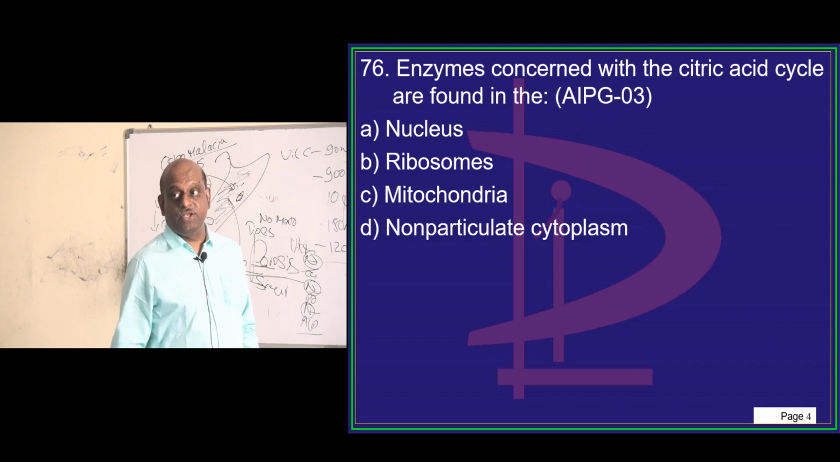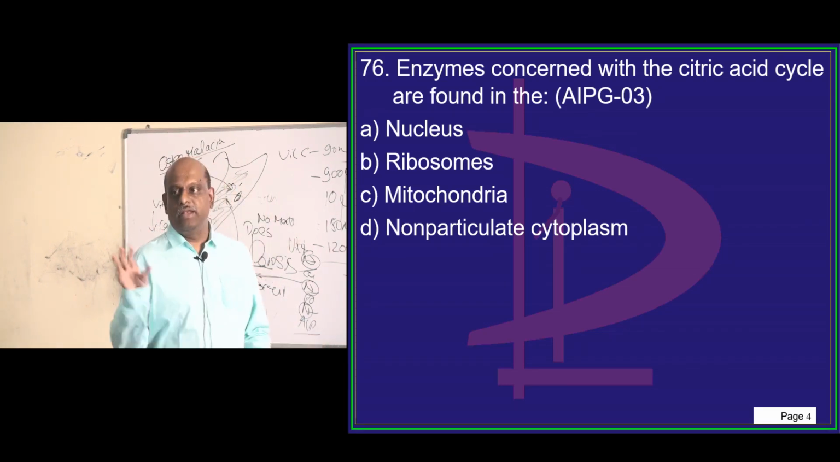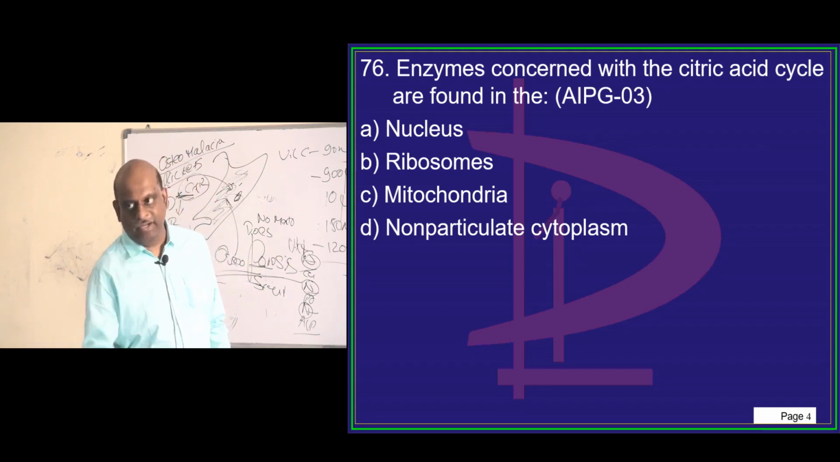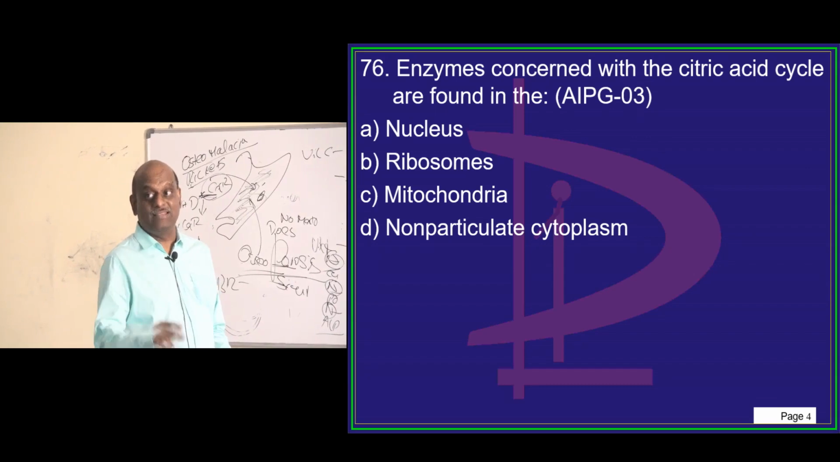Yesterday we discussed one MCQ. What are all the enzymes in cytosol and mitochondria, and both of them? Urea synthesis is both cytosol and mitochondria.